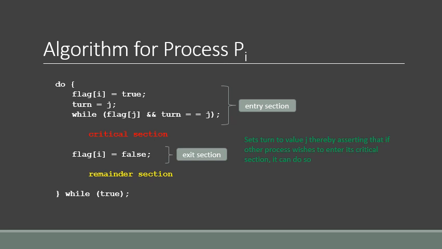After process Pi has finished executing its critical section, it would change its flag value to false, thereby indicating that it has completed executing its critical section. Now the process Pj can execute its critical section if process Pj wants to enter its critical section.